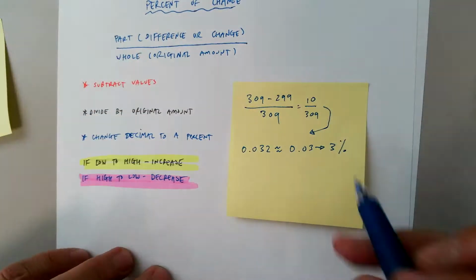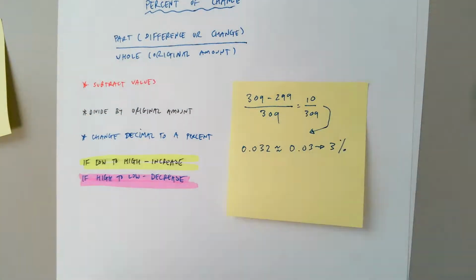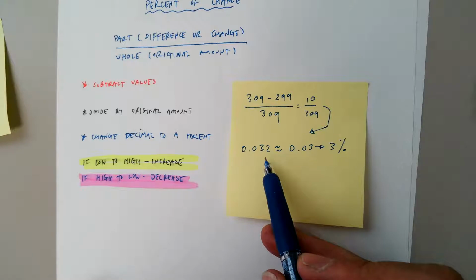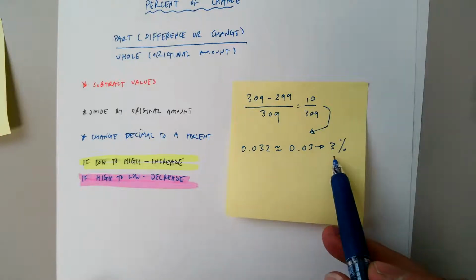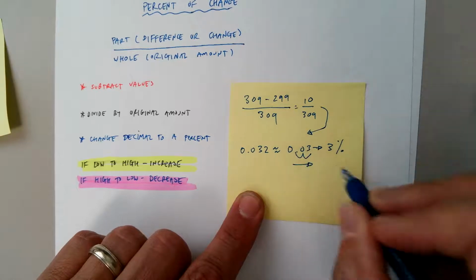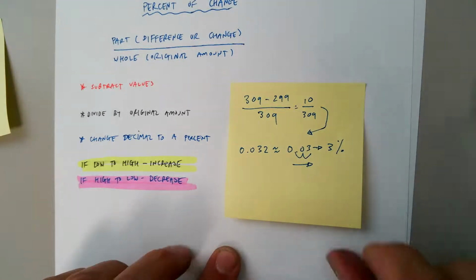When I do the math on that, 309 minus 299 is 10, divided by 309. I get a decimal 0.032, which is just going to round to 3%. Remember, 2 places to the right to change it to a percent.